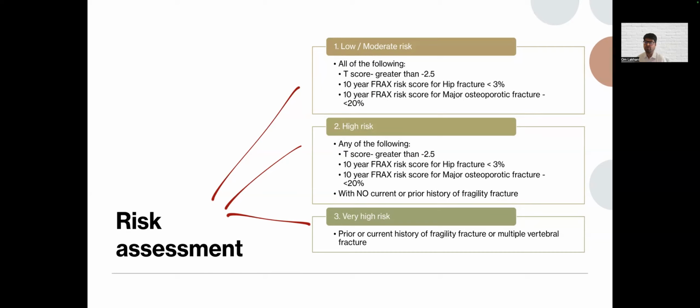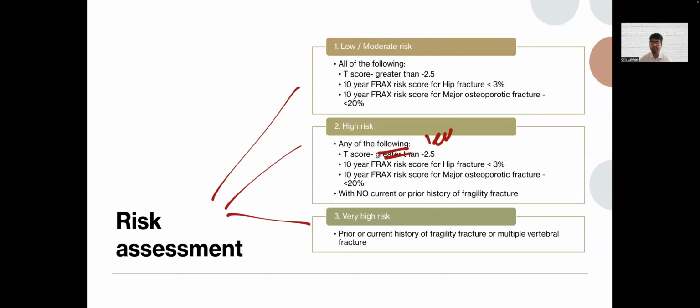If your 10-year FRAX risk score for any major osteoporotic fracture is less than 20%, again, you're okay. So this would put you, or your patient, in the low to moderate risk category. What is high risk? High risk if any of these is true. So if the T-score is, again, I'm sure there's a mistake here, it is less than -2.5.